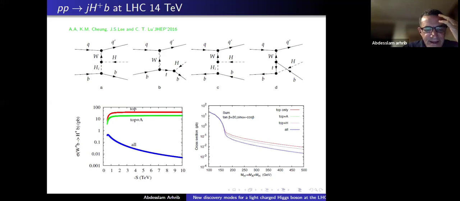And so this is at the partonic level, and this is the full hadronic cross-section. So you can see it's the same picture. The red is the top only. The top cross-section means that the charged X is coming from top decay. But when you sum everything, the cross-section drops by almost one, even more than one order of magnitude. And so, unfortunately, this process also does not give quite a large cross-section.